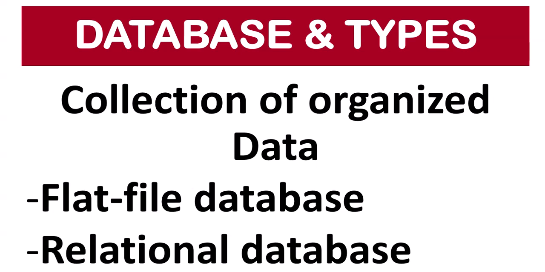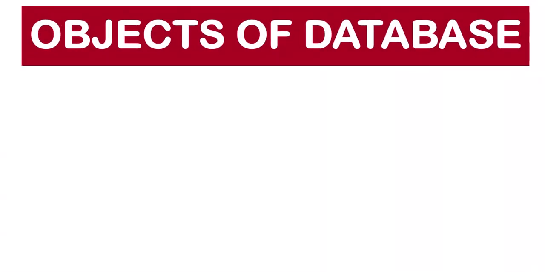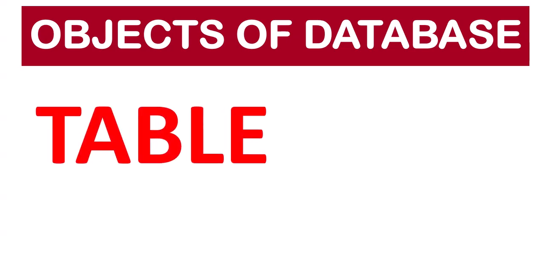Now, having known that introduction, what is a database made up of? Databases are made up of what we call objects. Every database is made up of 4 main objects. The first object is the table. The table is the heart of every database. That is where all the data in the database is stored.